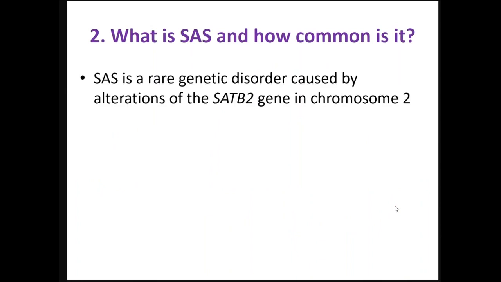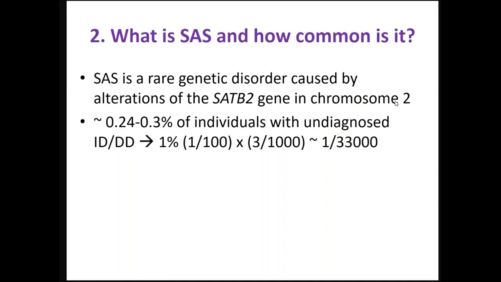So what we do know is that it's a rare genetic disorder. As I was mentioning, it is caused by alterations of the SATB2 gene. The SATB2 gene is located in chromosome 2. And we don't know exactly how common it is, but we have a sense in general of how common it might be.